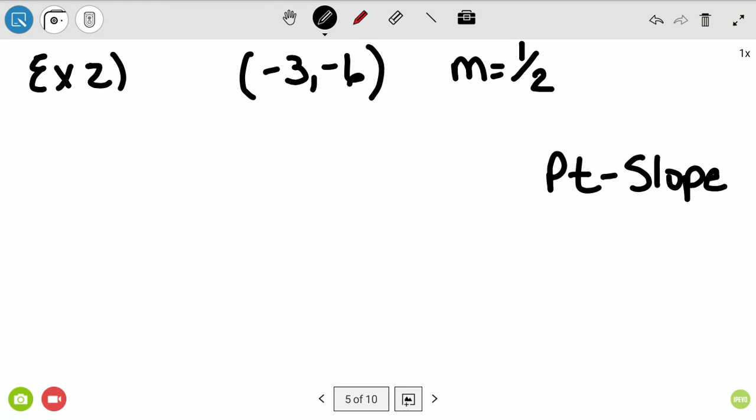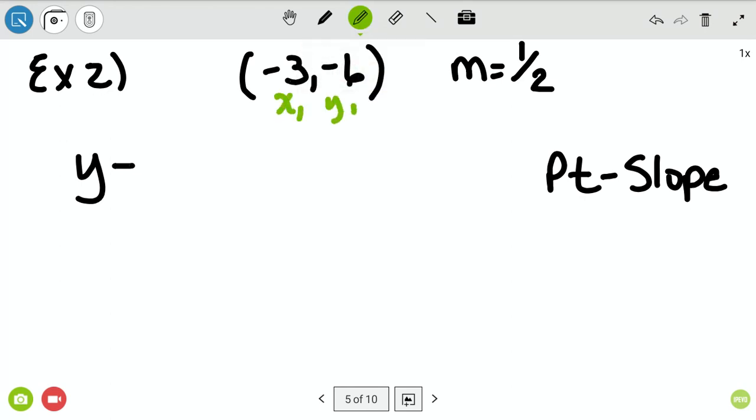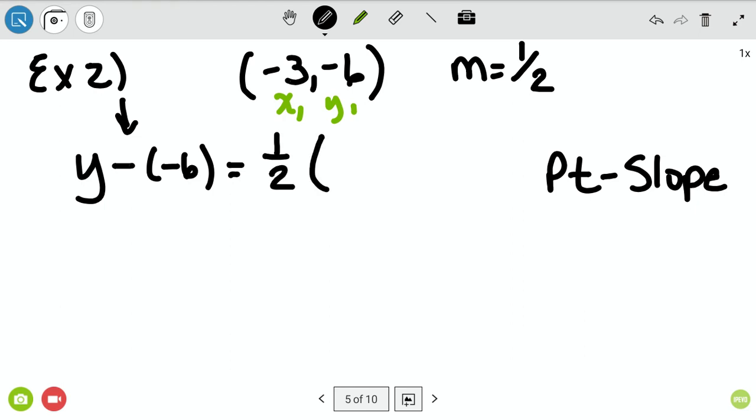So point slope is generic y minus y1 equals m times x minus x1. Remember that. So it's y minus a -6. You got to really watch your signs here, because the equation says y minus, then if your y1 is also negative, you got to account for that as well. So y minus a -6 equals your m, which is your slope, and then x minus a -3. So again, you got to watch your signs.